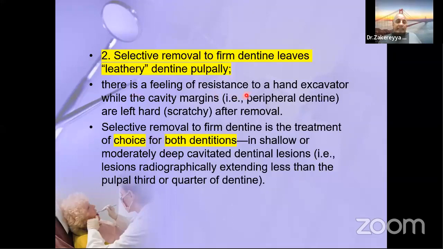There is a feeling of resistance to the hand excavator while at the cavity margins.